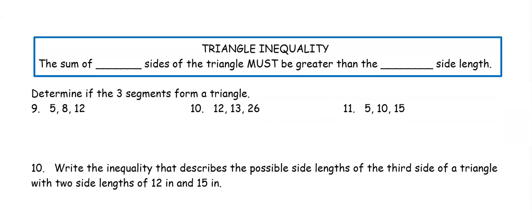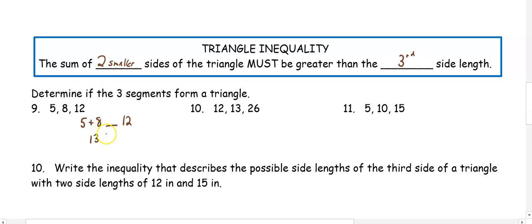So in triangle inequality, the sum of the two smaller sides must be greater than the third side length. So we want to figure out if these are a triangle or not. So what we're going to do is take the two smaller sides and add them together. So in this case, 5 plus 8, and we're going to see what their relationship is to 12. So 5 plus 8 is 13, which is greater than 12. So yes, this is a triangle.